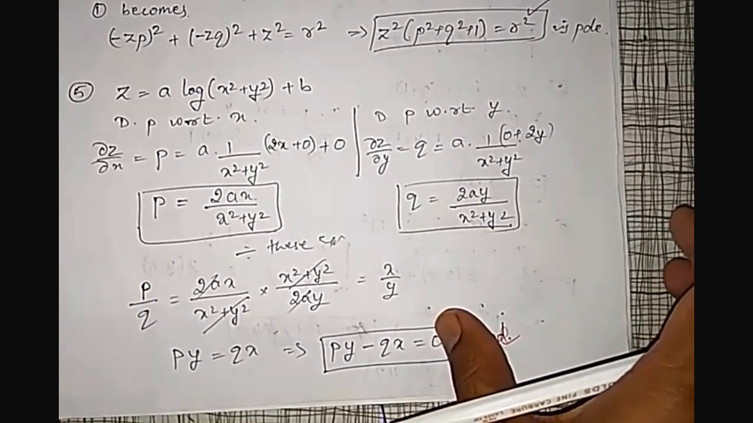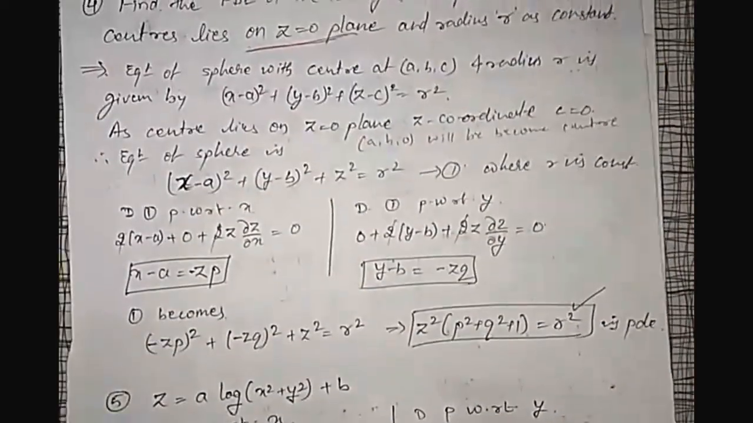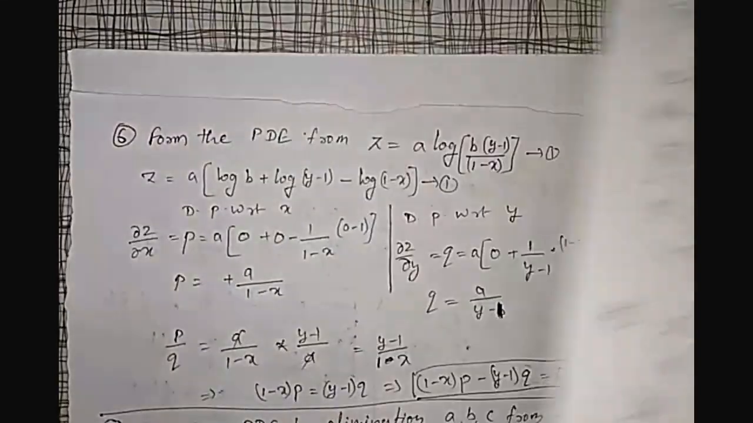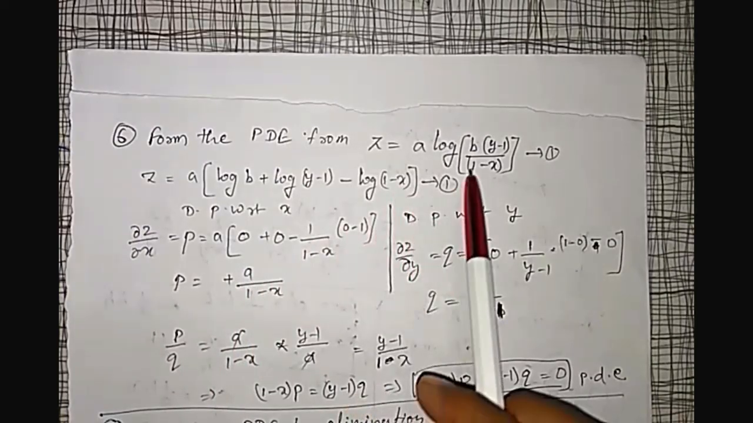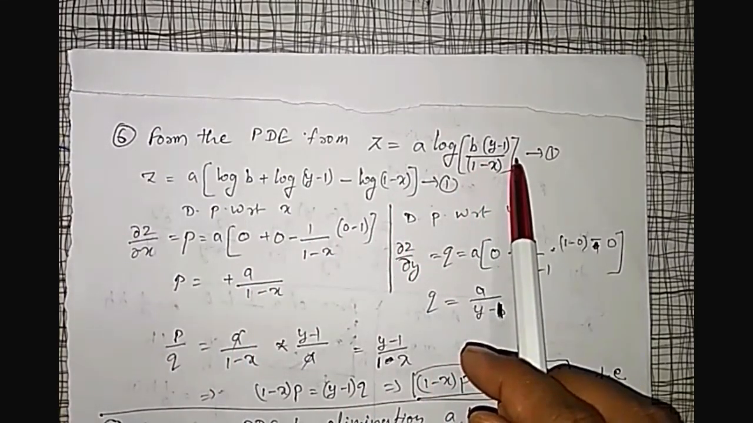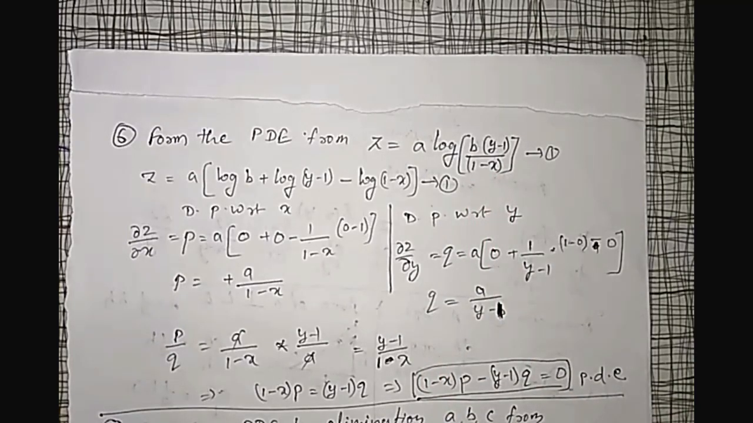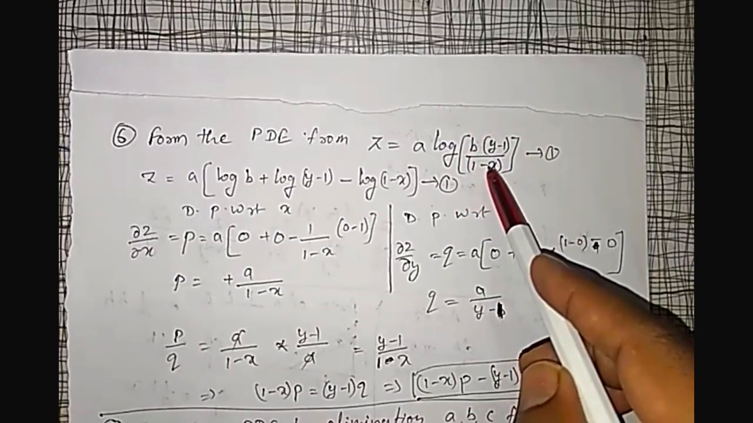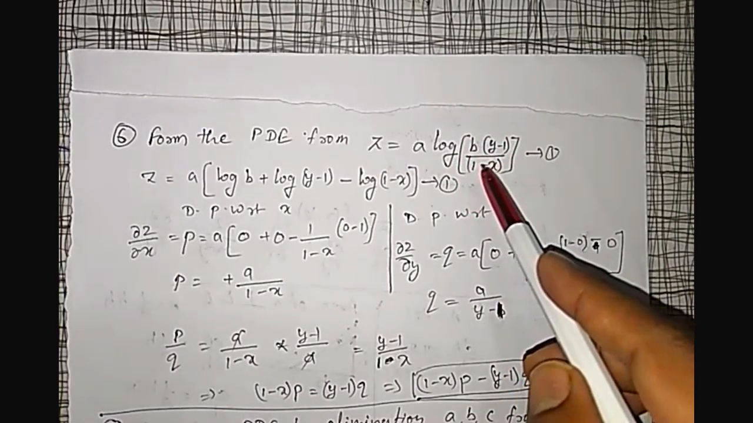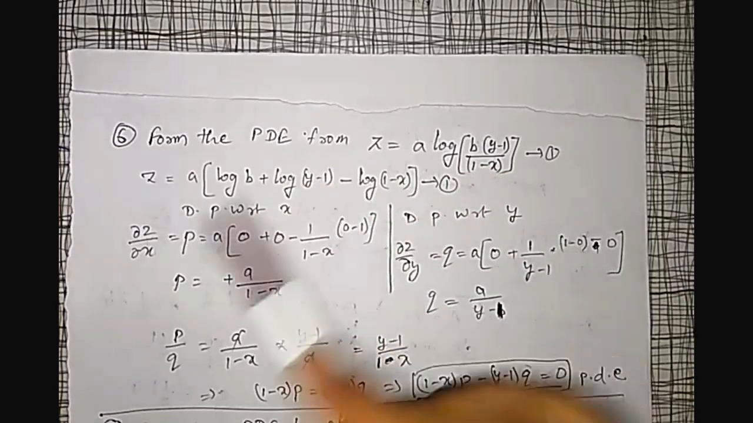Okay. Now, similarly, two more examples I would like to explain here. Form the PDE from z is equal to a log of (b into y minus 1) divided by (1 minus x). Again here to eliminate a and b, we are going for partial differentiation. While taking the partial derivatives, you have to apply the chain rule and quotient rule and all those things. To avoid that, let us use the properties of log.